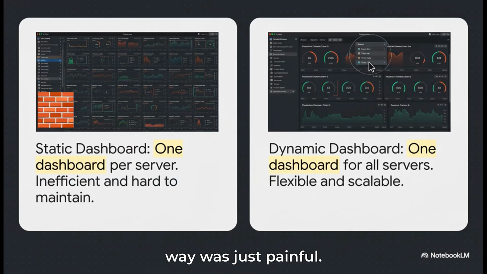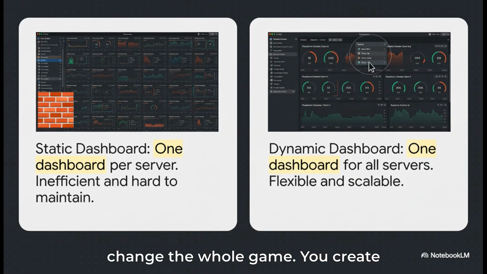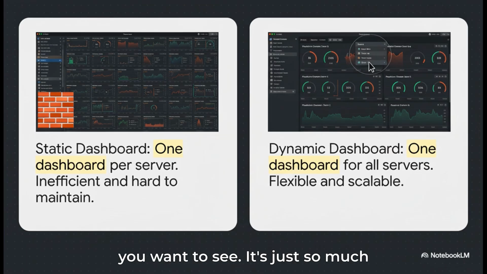You know, the old way was just painful. You'd have to hard code a server name right into your queries. So if you had 100 servers, you literally had 100 dashboards. It was a complete nightmare to maintain. Variables just changed the whole game. You create one master dashboard, and then you use a simple dropdown to pick whichever server or service you want to see. It's just so much more efficient and scalable.